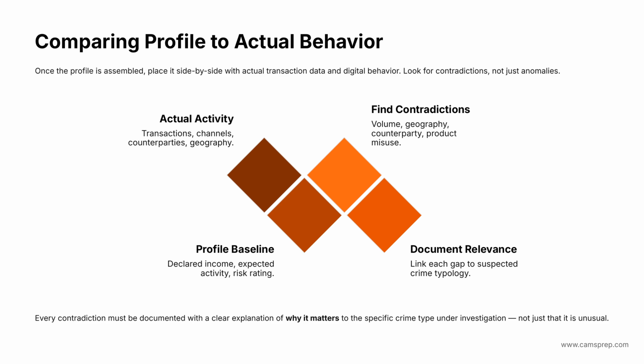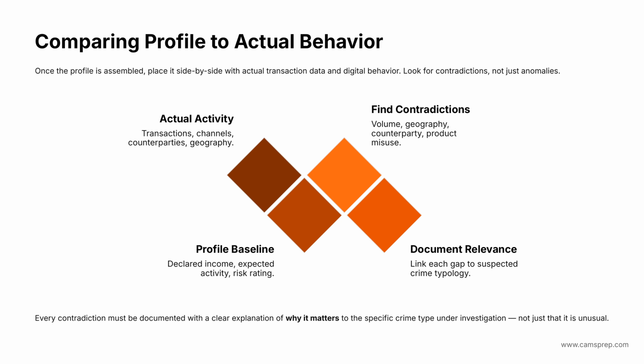Once the profile is assembled, place it side by side with actual transaction data and digital behavior. You are not just looking for anomalies, you are looking for contradictions. Compare the profile baseline, declared income, expected activity, and risk rating against actual activity, transactions, channels, counterparties, and geography. Where they diverge, identify the specific contradiction. Is it volume, geography, counterparty type, product misuse?